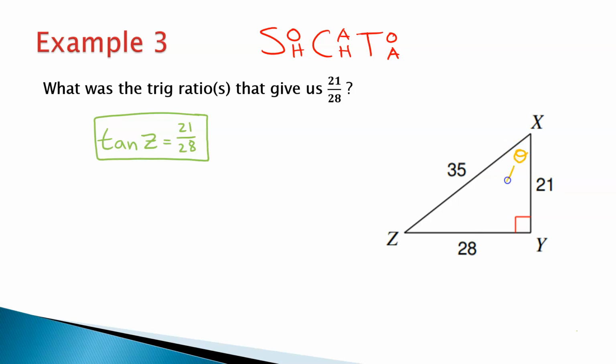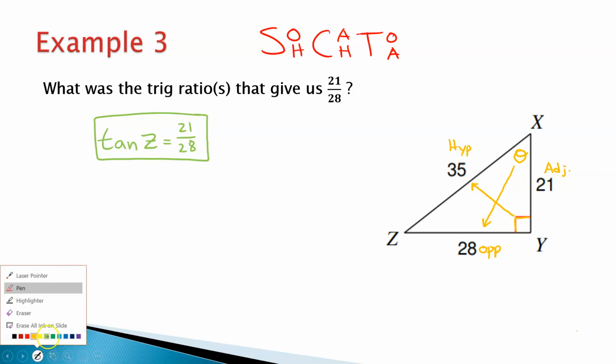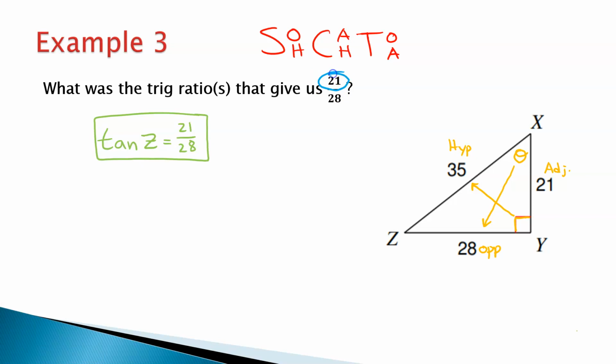Let's immediately walk across to the opposite side. 28 now is opposite. Across my 90 degrees, that 35 is my hypotenuse. And then adjacent here is going to be 21. Go back and look at the fraction that I asked for. I was asking for 21 over 28. Let's just focus on the 21. So 21 right now, if I circle it over here, that is adjacent.